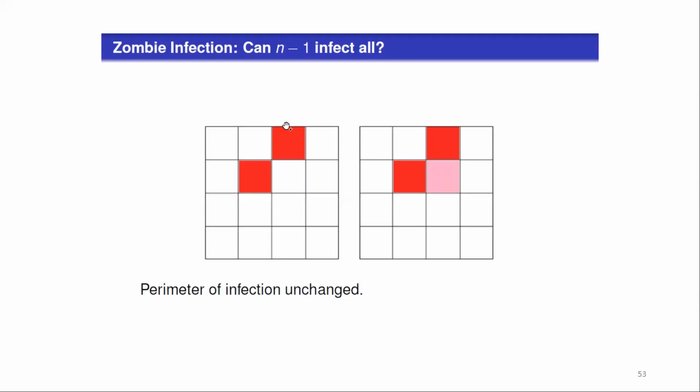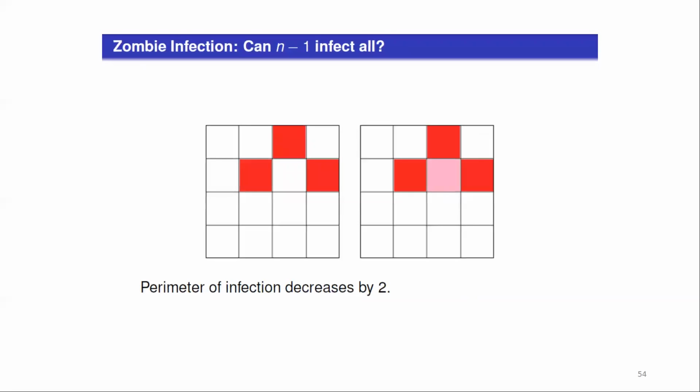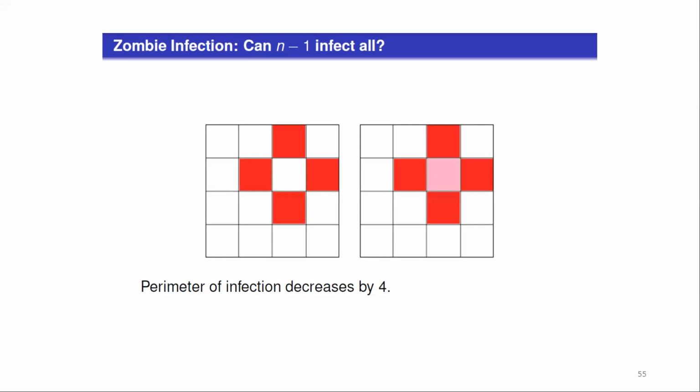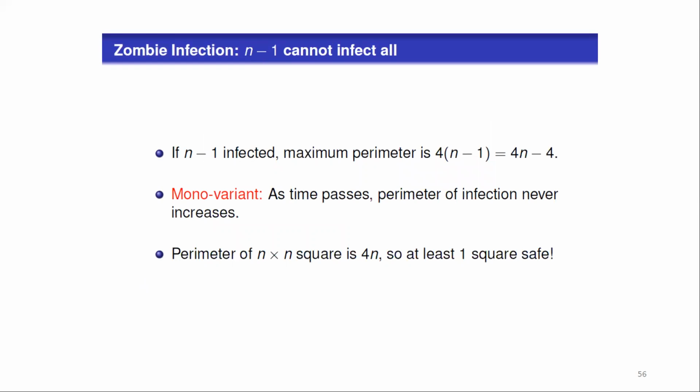If instead it was these 2 that were infected, then I lose these 2 internal walls and I gain these 2 internal walls. And again, the perimeter is unchanged. Now, if I had 3 neighbors that were infected, I lose 3 internal walls and I gain 1 external wall, so the perimeter goes down by 2. And in this extreme case, the perimeter actually goes down by 4. So what we see is that the perimeter never increases. So we have our monovariant. As time passes, the perimeter of the infection never increases.